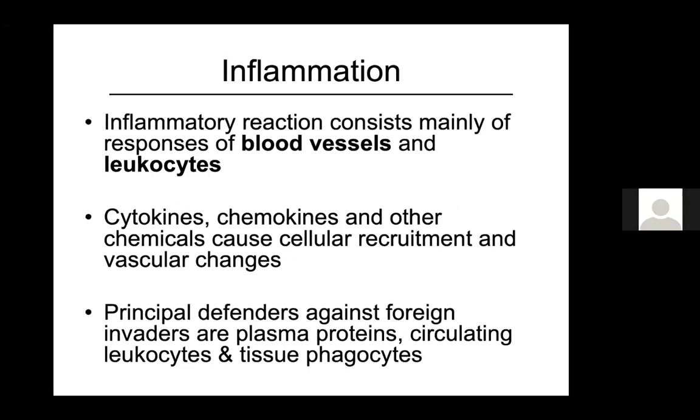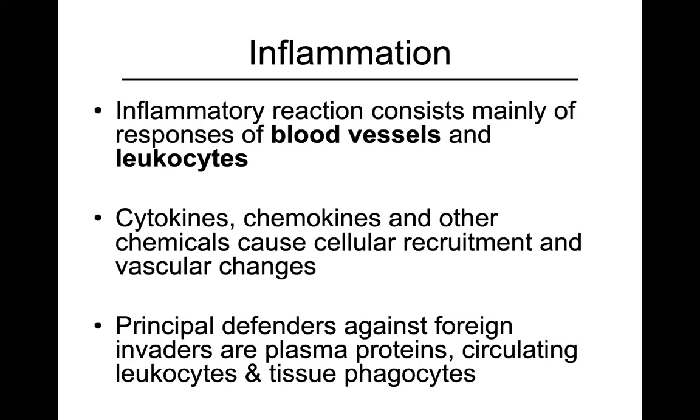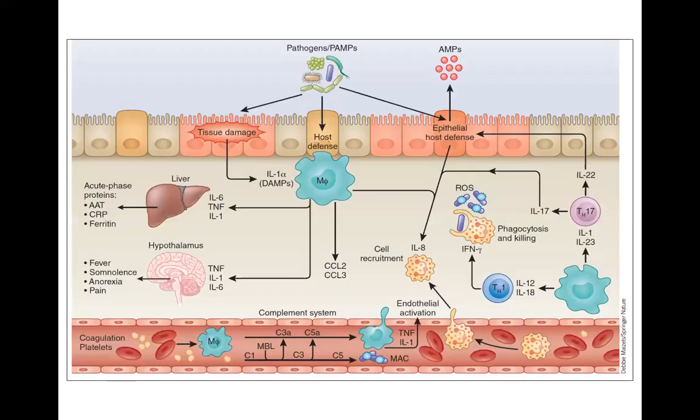There are certain mediators or molecules that are involved in recruiting these white blood cells and causing the changes in the blood vessels. This includes cytokines, chemokines, and other chemicals, which we're going to mention. And then we also have other molecules that are involved, for example, plasma proteins, and then I've mentioned the white blood cells and the tissue phagocytes. So these are all the players of the inflammatory response, and this picture basically just summarizes what I'm talking about.